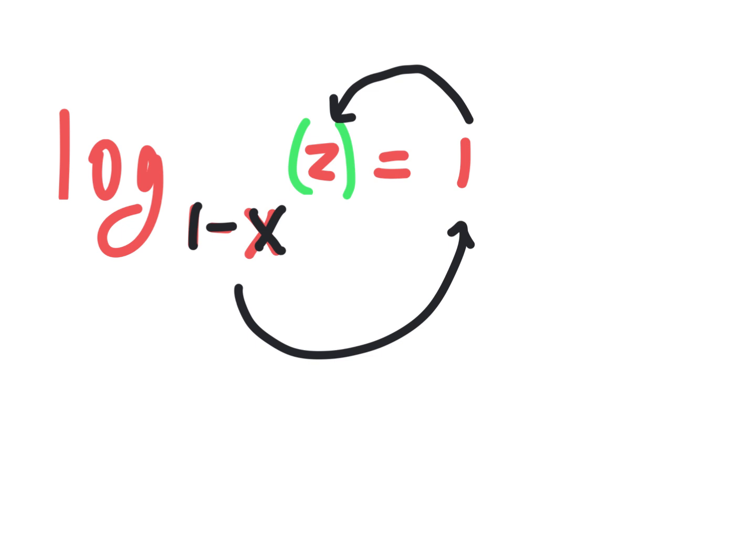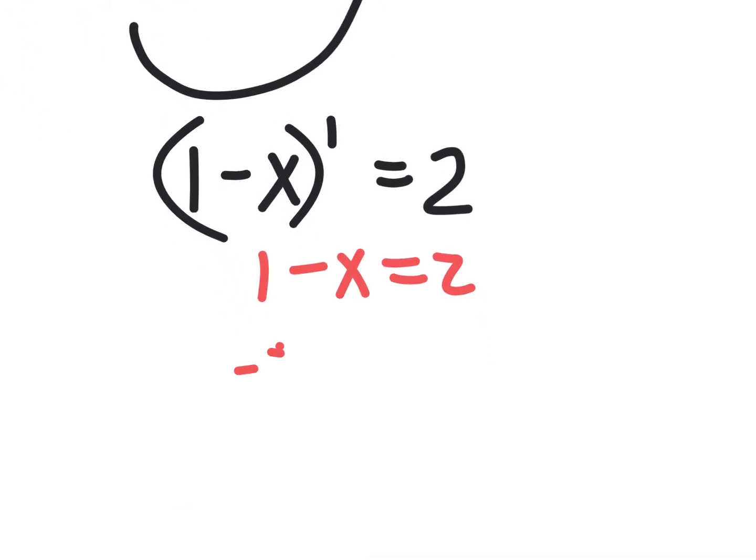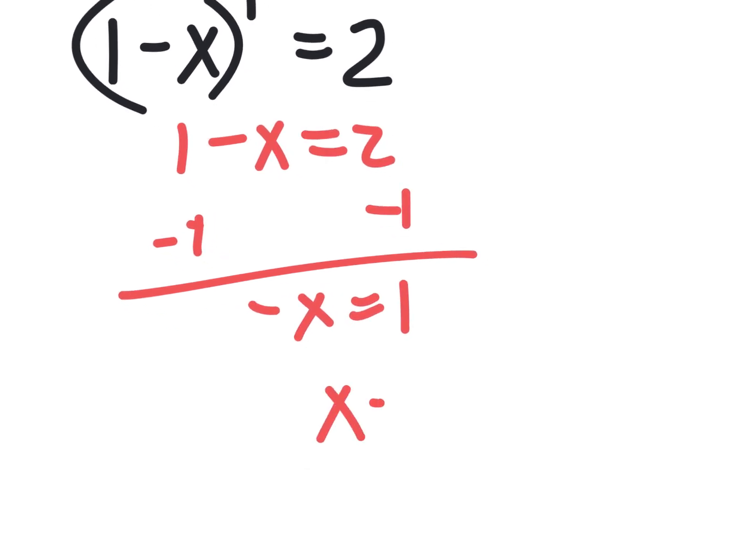This could be called rewriting the log as an exponential or as an exponent problem. 1 minus x to the 1 is equal to 2. And I should really put that in parentheses, although when you're putting something in the power of 1, it doesn't really matter too much. So it's really just 1 minus x equals 2. And so then I'm subtracting 1, and I get negative x is equal to 1, and so x equals negative 1.